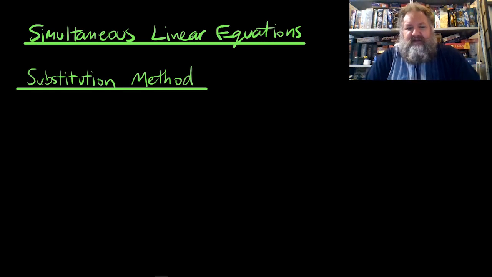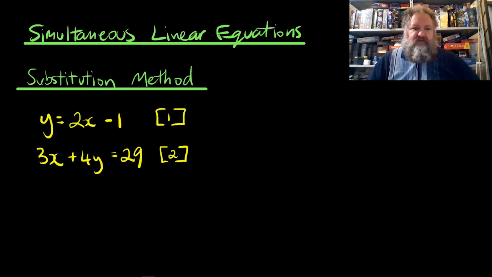They take a lot longer to solve because you have to find points for x and y for multiple points on each line, and there's more than one line. So these methods, the substitution method and the next one that we'll be looking at, are much quicker. Okay, so let's get into the substitution method.